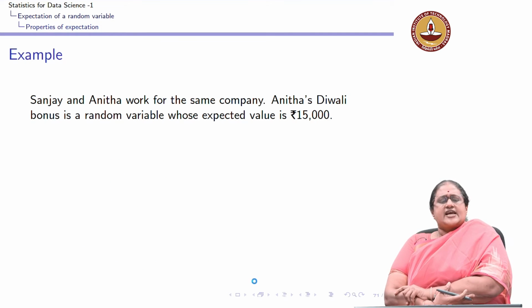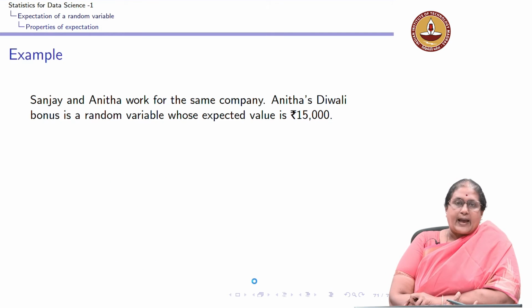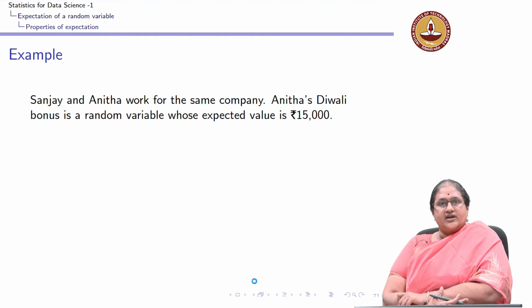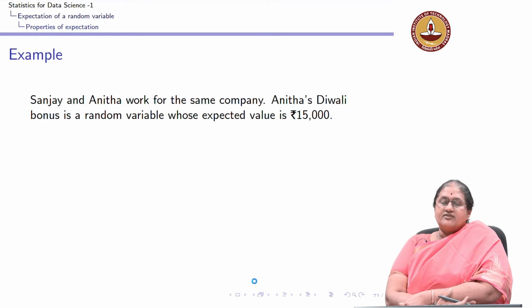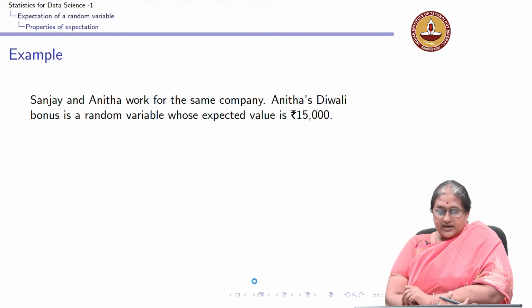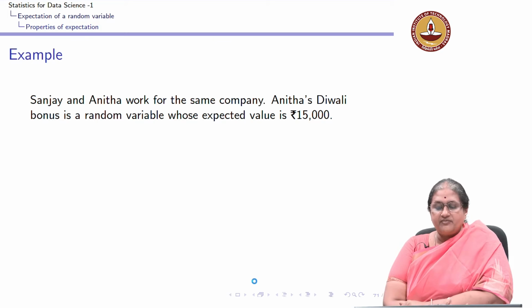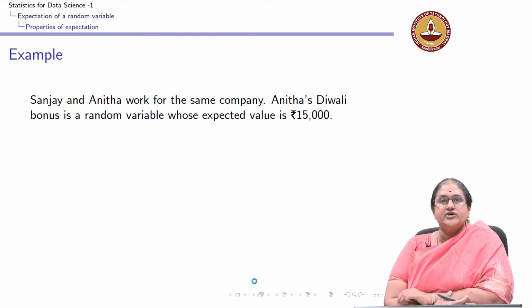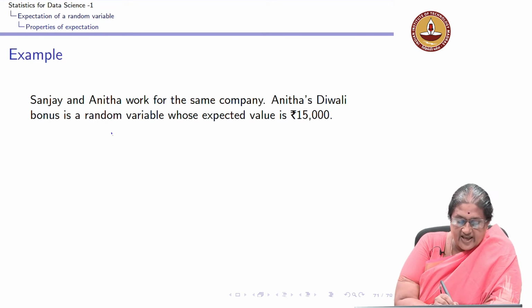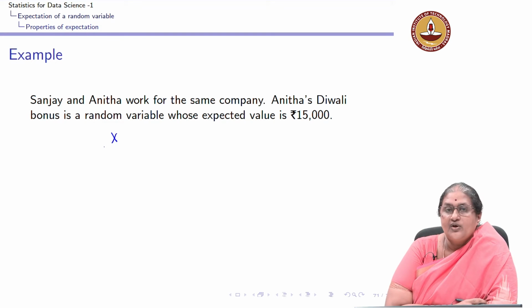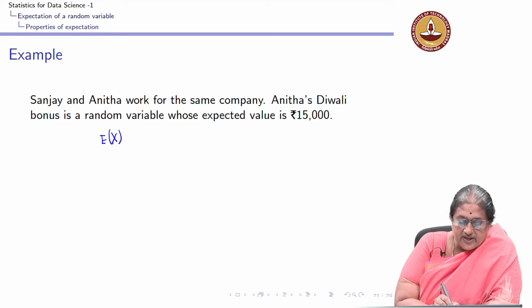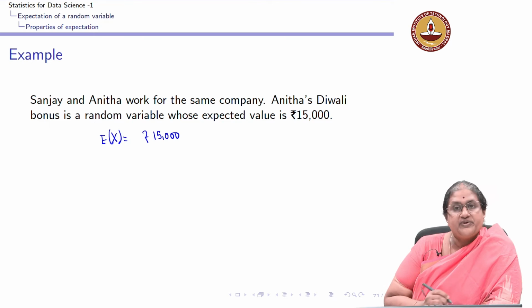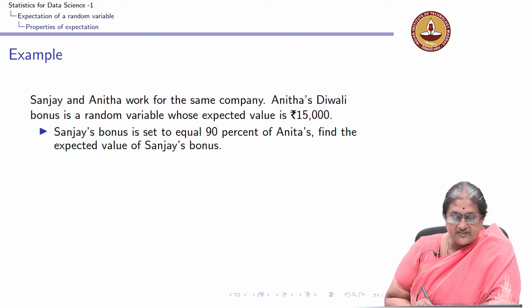The next example, where we go for an application of what we have learned, is the following. So, Sanjay and Anita work for the same company. Anita's Diwali bonus is a random variable whose expected value is 15,000. So, let x be the random variable which represents Anita's bonus. What is given to me is expectation of x is 15,000 rupees. So, that is what is given to us.